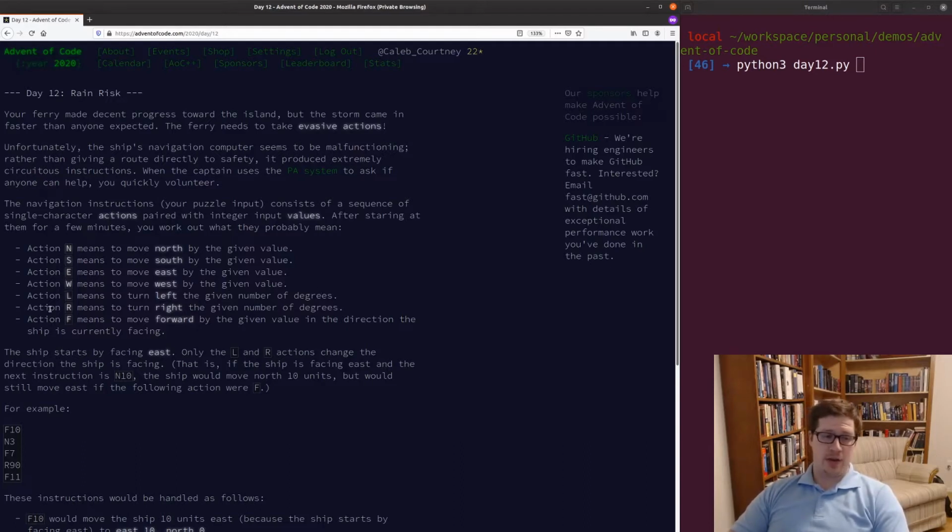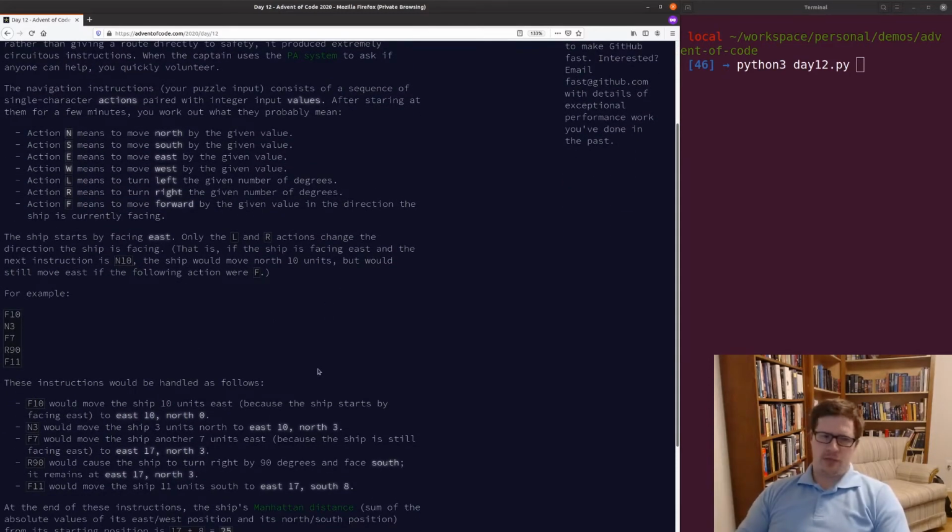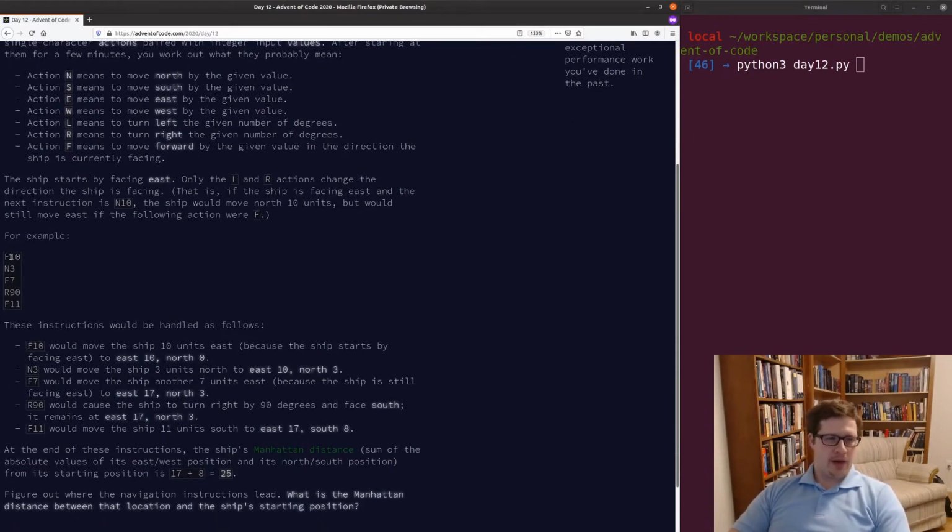Okay, so now we've got degrees. We've got like a rotation thing going on. R means to turn right the given number of degrees. F means to move forward by the given value in the direction the ship is currently facing. So we're going to have to keep track of rotation and our current coordinates. So we're probably going to do an X, Y, and then have a rotation value, and then turn based on that. So here's our example.